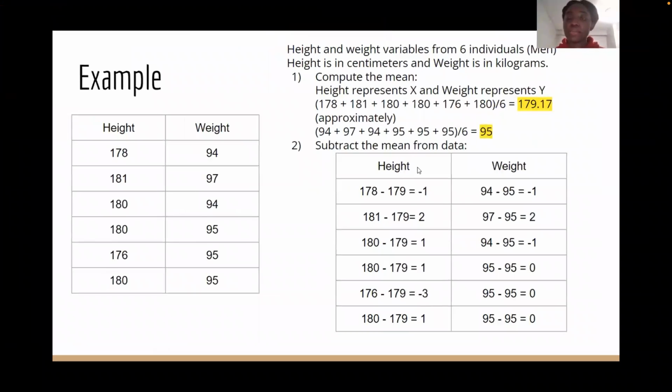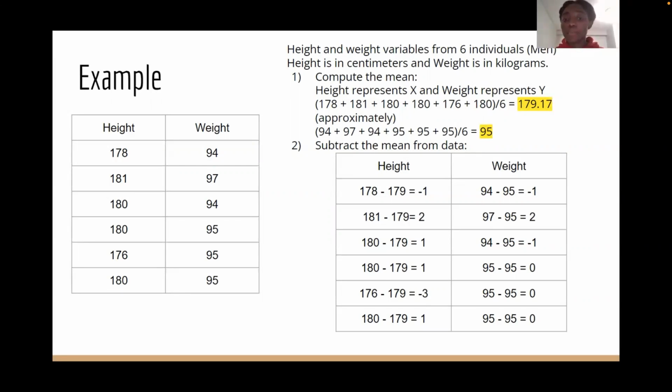So in order to apply the PCA, we created an example made of height and weight variables from 6 individuals, men. Height is in centimeters and represents the X value, weight is in kilograms and represents our Y value. The first step in order to calculate PCA is to compute the mean. That meant that I had to add each individual height and divide by the number of individuals, which is 6 in this case. With that, I was able to obtain 179.17 for height and 95 for weight.